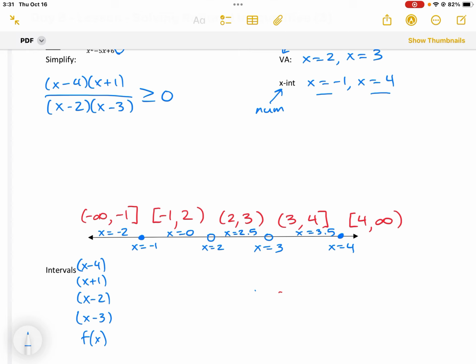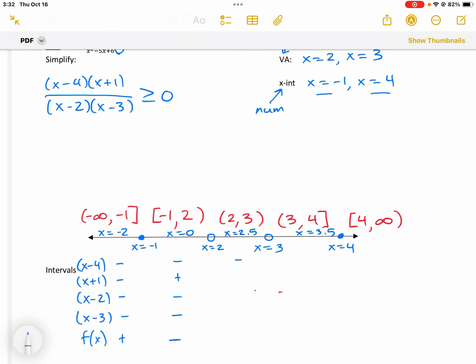So in those values, when I put in -2, I'm going to get a negative number, a negative number, a negative number, and a negative number. 4 negatives overall means that my function is positive. When I put in 0 into each of those brackets, I'm going to get a negative, a positive, a negative, and then a negative. An odd number of negatives means that I'm going to have a negative value overall.